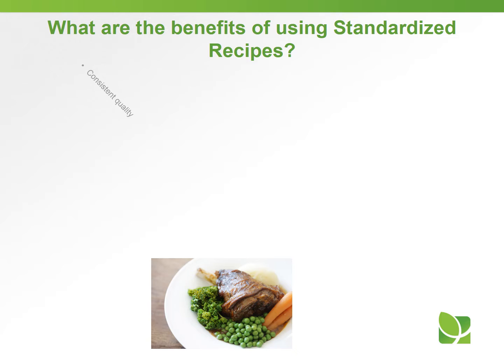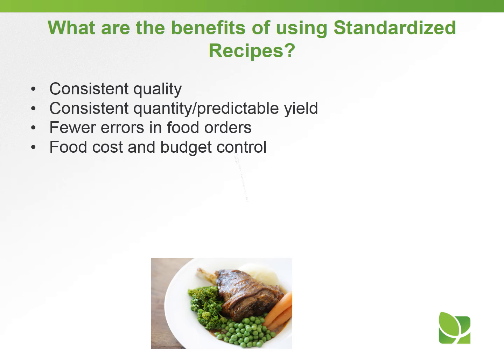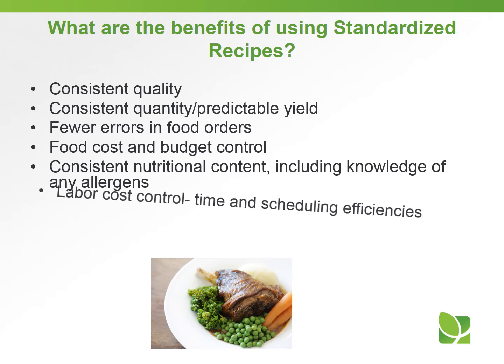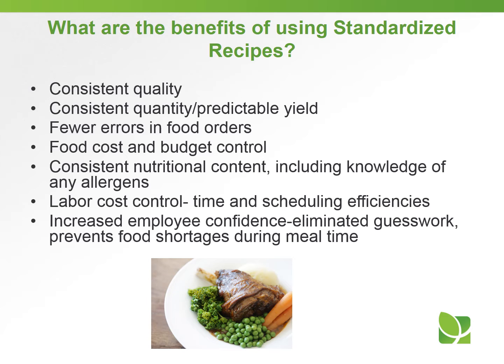So some other benefits of using standardized recipes would be a consistent quality, a consistent quantity, and a predictable yield. You're also going to have fewer errors in your food orders. Also, food cost and budget control is going to be much better with standardized recipes. You're going to have consistent nutritional content, including the knowledge of any food allergens. Also, you're going to control your labor costs, time and scheduling efficiencies, and also you're going to increase the employees' confidence when they're cooking. You're going to eliminate that guesswork, and you're not going to have any food shortages during the mealtime, because that's a big concern of any of the cooks as far as running out of food. So it's going to increase their confidence that they're not going to run out of food.